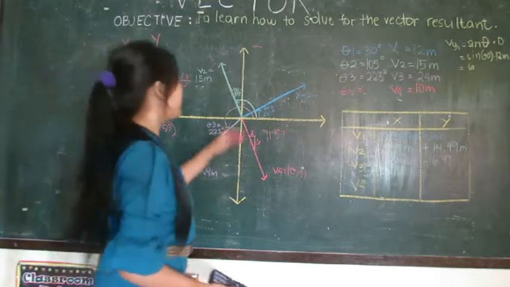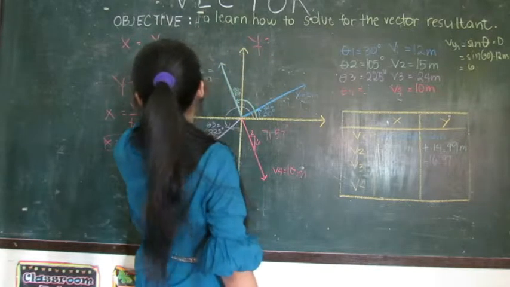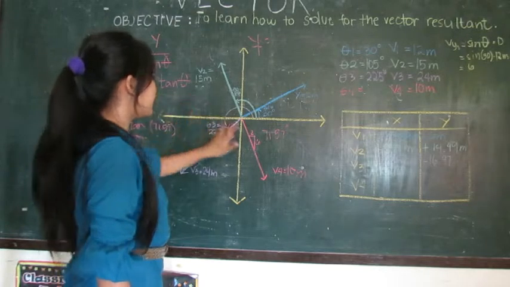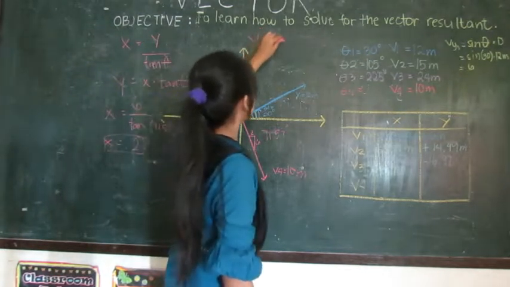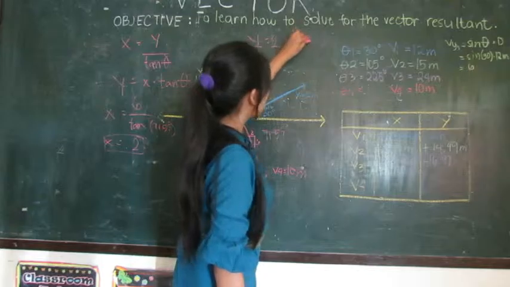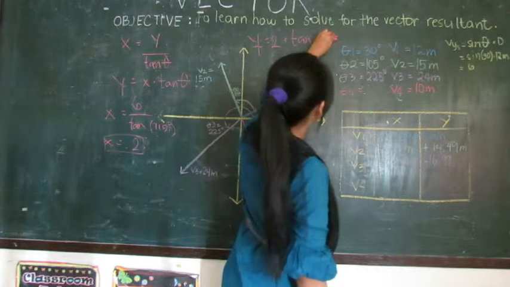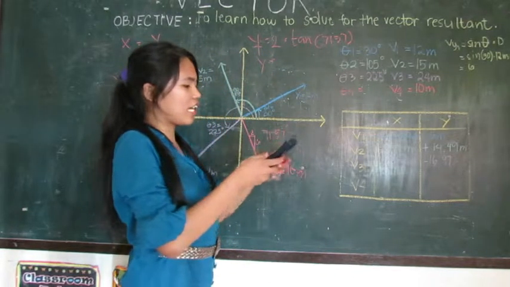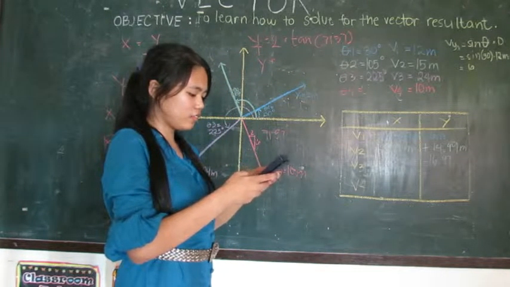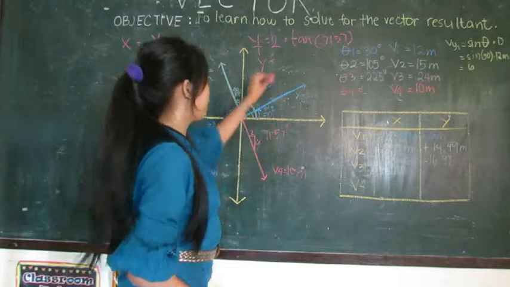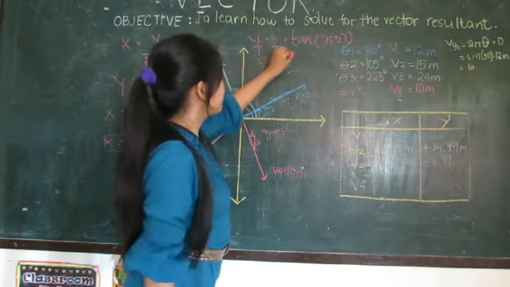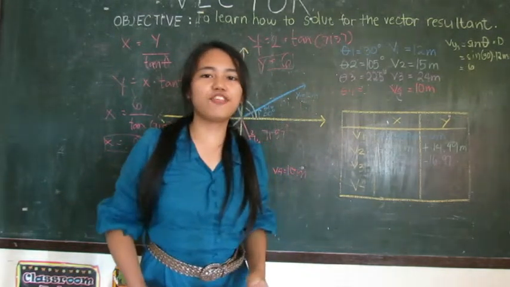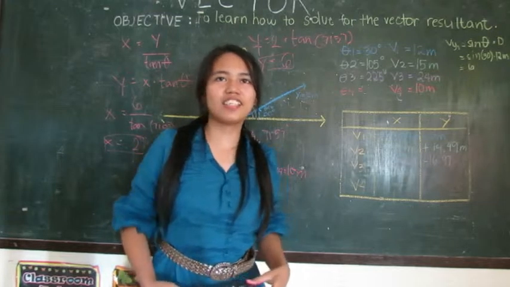For our y, the formula is y equals x multiplied by tan of the angle. Since x is the number 2, it will become 2 times tan of the angle. If we solve that in the calculator, we will get 6. So these are our x and y, 2 and 6. Thank you for listening, and I hope you understand the concept.